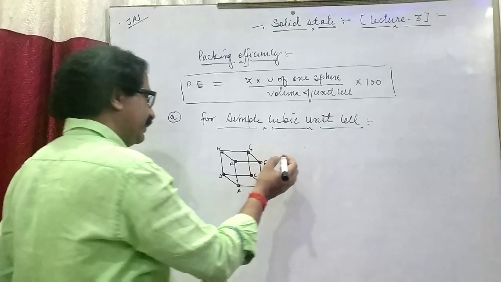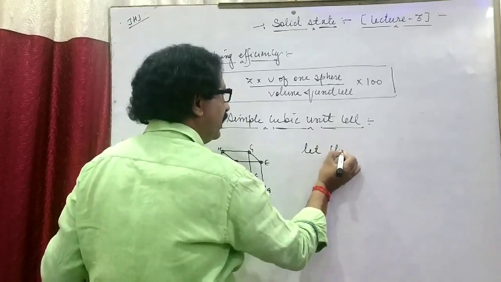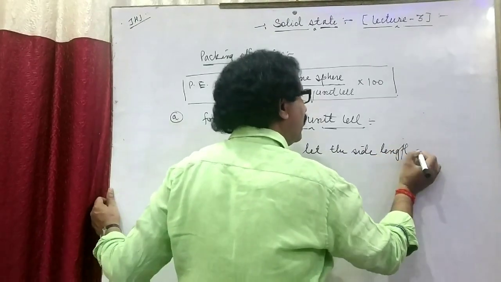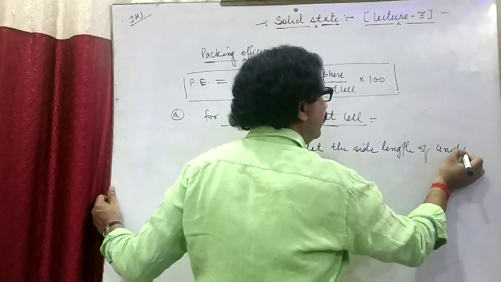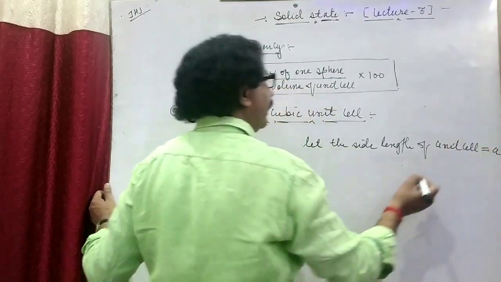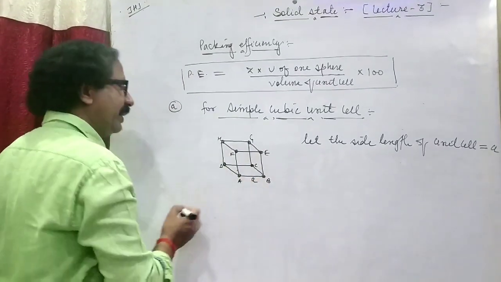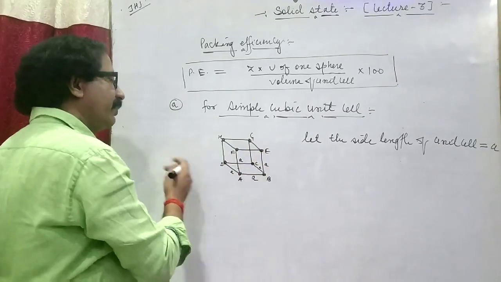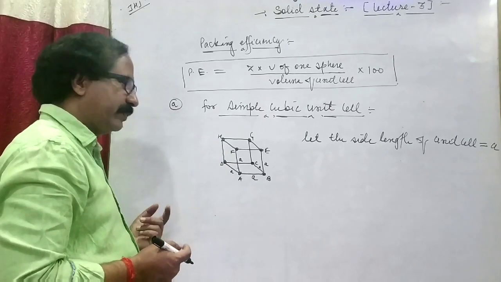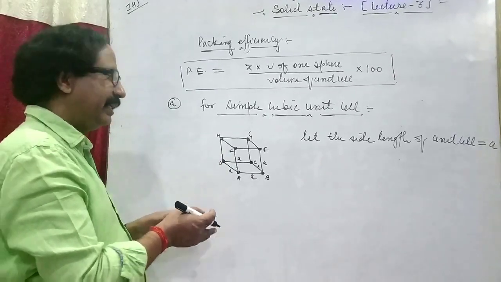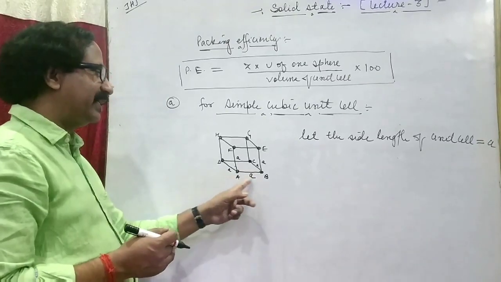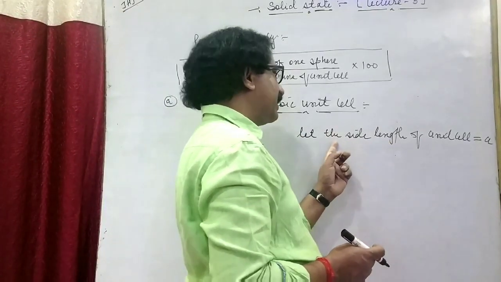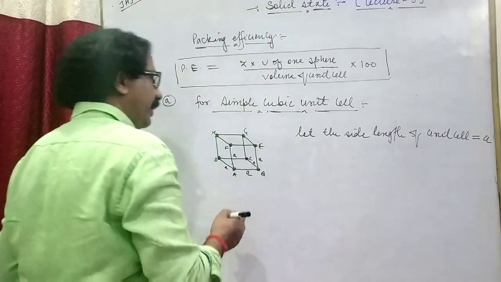Let the side length of the unit cell be equal to A. And this is the A, just like AB. Then it must be A, it must be A, it must be A, it must be A. Why? Because in a cube, length, breadth, height are each equal to each other. So this is the side A. Let us consider the side length of unit cell is equal to A.